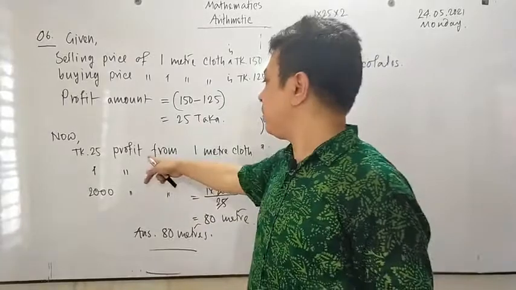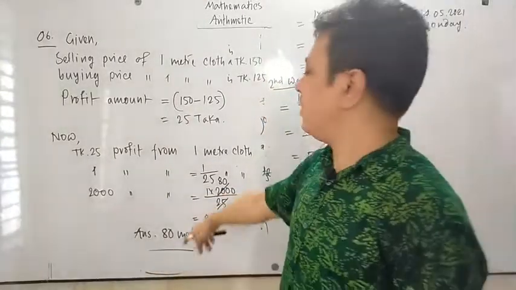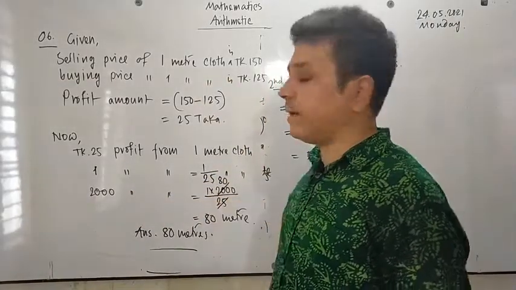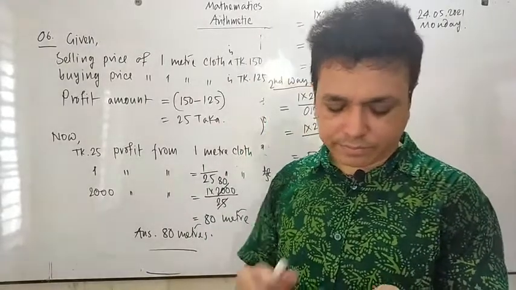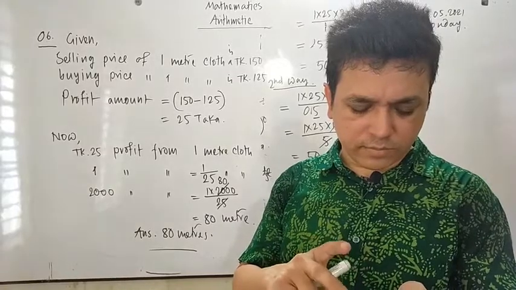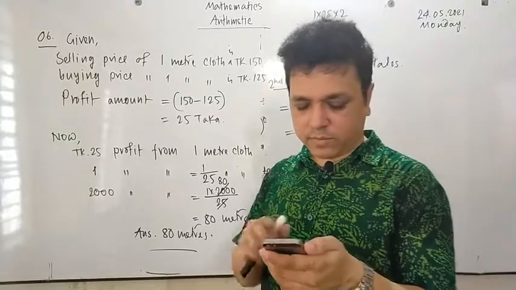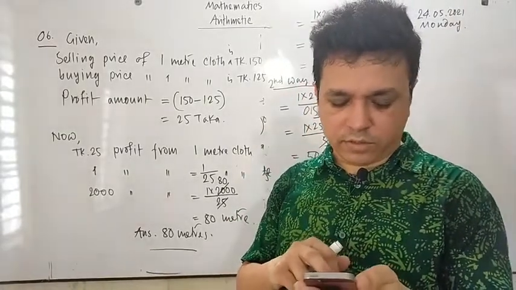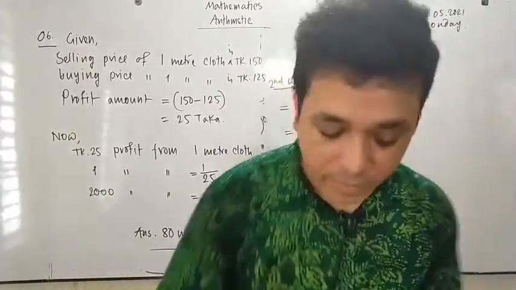So 25 taka profit from 1 meter, 1 taka profit from less than 1 meter, and 2000 taka profit from more meters. Okay, so that is why I multiplied. I hope Muhammad Ibrahim you understood, Baba. Okay, sorry sir, understood. Okay, Ibrahim, thank you so much. Okay, so let's start the next one.